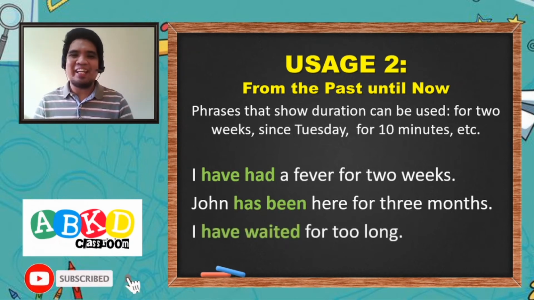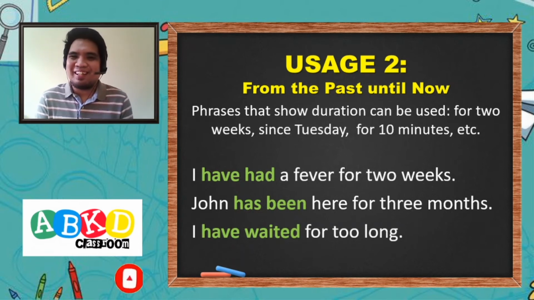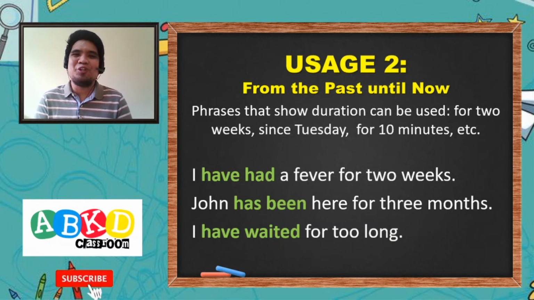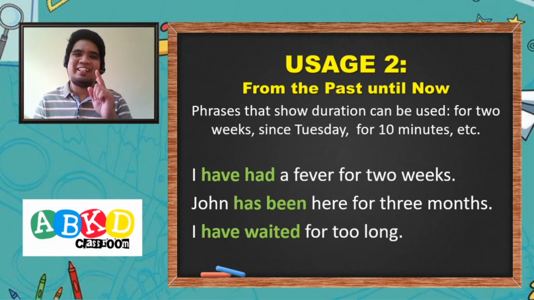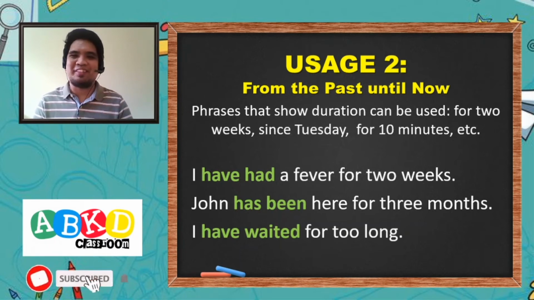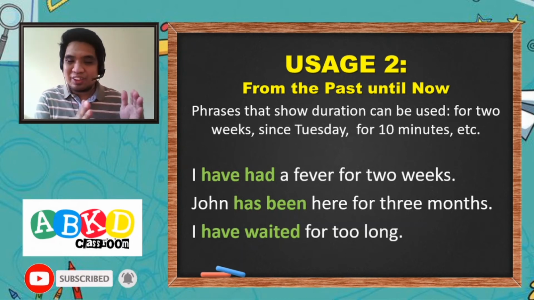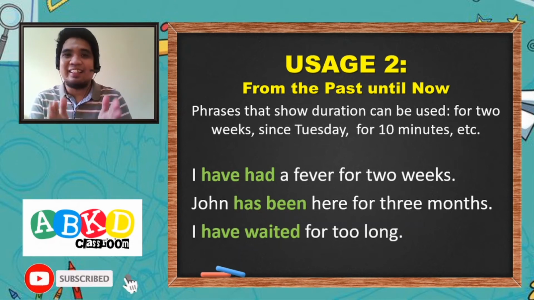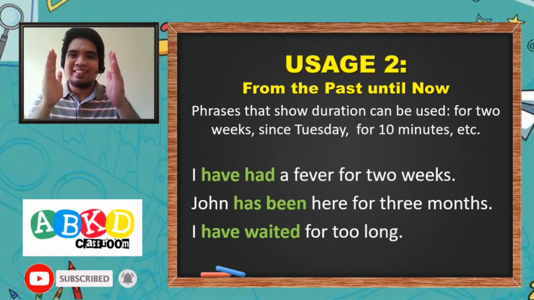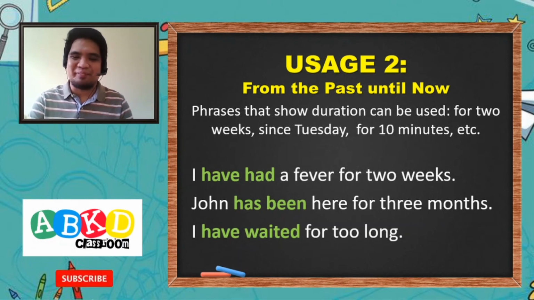Okay? And I have waited for too long sa mga mahilig makipagkita, right? When you say, I have waited for too long, maybe 5 hours ka na naghihintay at hanggang ngayon, naghihintay ka pa rin. So that is very simple when we use the present perfect tense. We use it when we are talking about an action started in the past and that same action is still happening, okay? Or it is still existing.